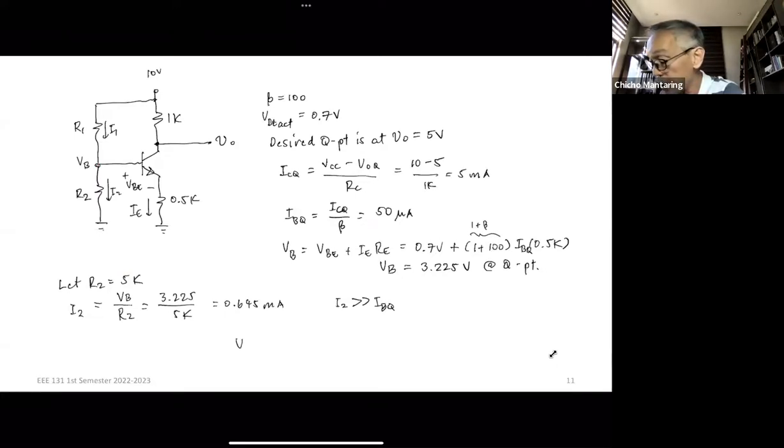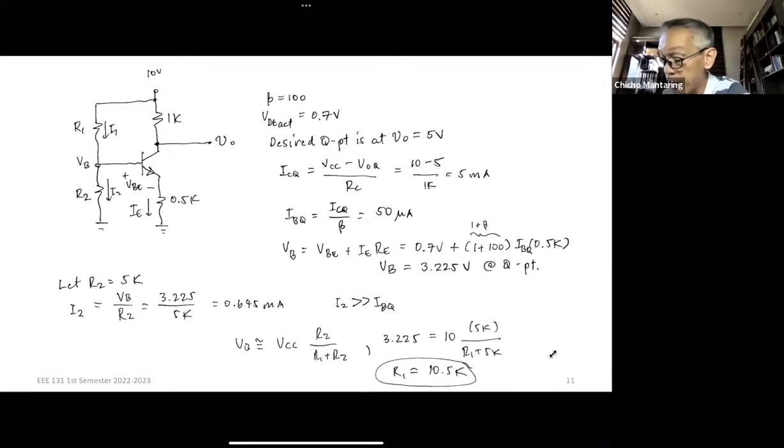So we have V sub B is approximately equal to VCC R2 over R1 plus R2. So that means that 3.225 will be equal to 10 multiplied by 5K over R1 plus 5K. And if I compute for the value of R1, I'm going to get 10.5K. So these are the values that I choose.